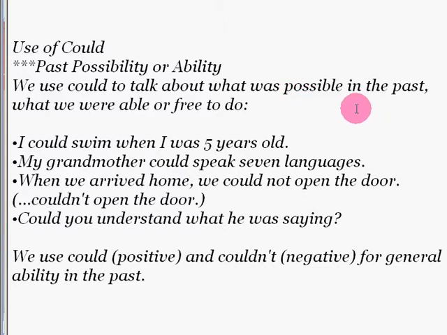I could swim when I was 5 years old. So, as you can see, this action can be done, or according to the speaker, was done, or the ability was there when he or she was 5 years old. So that is why we use could. It's already in the past.